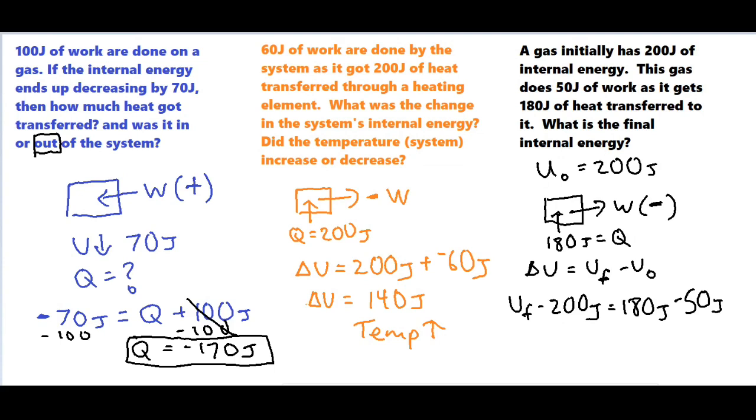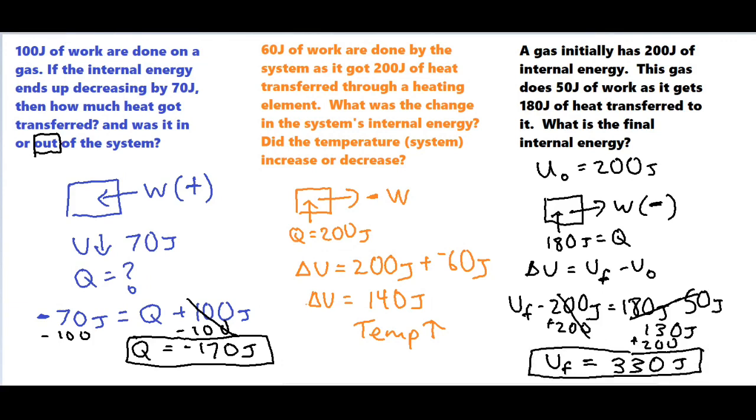So let's go ahead and finish this up. 180 minus 50 is 130. Add 200 to both sides. And then we have 330 joules as our final value for our internal energy. So typically you probably don't need to break out the delta U into a final minus initial, but you may have to if you're looking for a very specific initial or final energy.